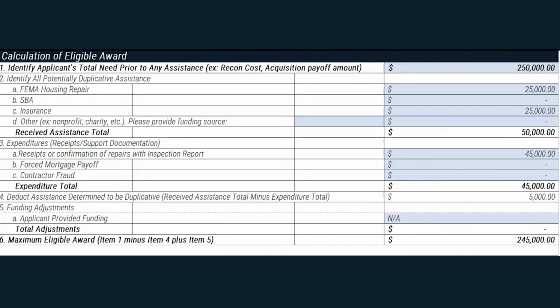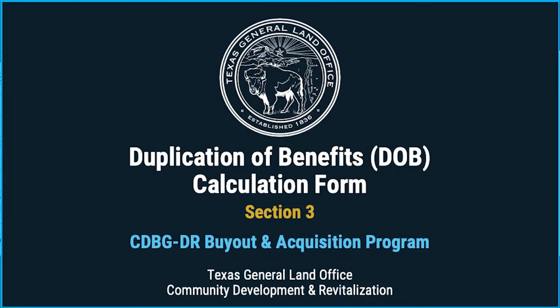For example, if Robert's appraisal comes back and his house is actually valued at $260,000, he will recomplete the form and he will be eligible for $255,000. Also to note, this form only calculates duplication of benefits. The subrecipient should also work with the homeowner to determine any liens that may be on the property that will need to be paid off and reduced from the offer amount at closing.